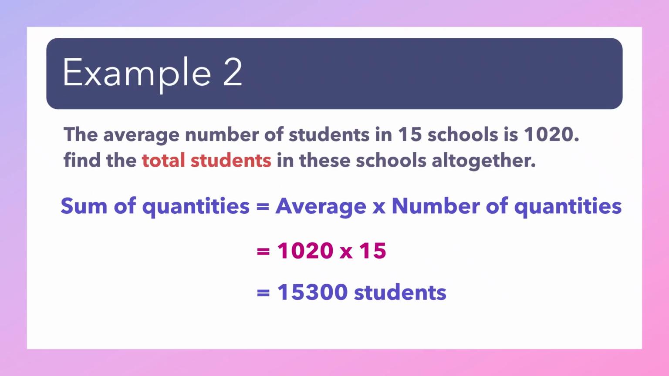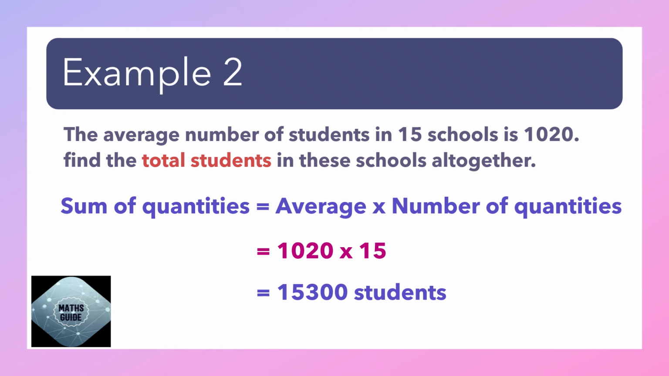Now look at this example, and in this question, let's understand what we have to find out, whether the average, the sum, or the number of quantities. The average number of students in 15 schools is 1020. From this statement, it is clear that the average number of students has already been given, that is 1020. And the number of schools is 15, it means the number of quantities is 15. Find the total students in these schools altogether. Here we have to find the total, it means again we have to find the sum.